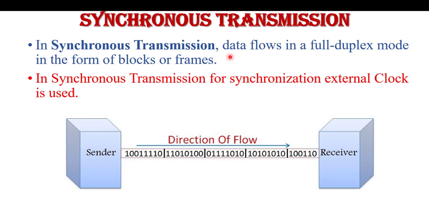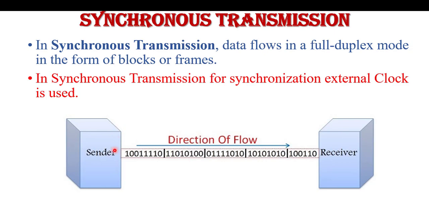Now, in synchronous data transmission, data flows in full duplex mode. What is the full duplex mode of transmission? In full duplex mode, the sender and the receiver, both devices, can transmit and receive data at the same time in the form of blocks and frames. In synchronous transmission, for synchronization, an external clock pulse is used.